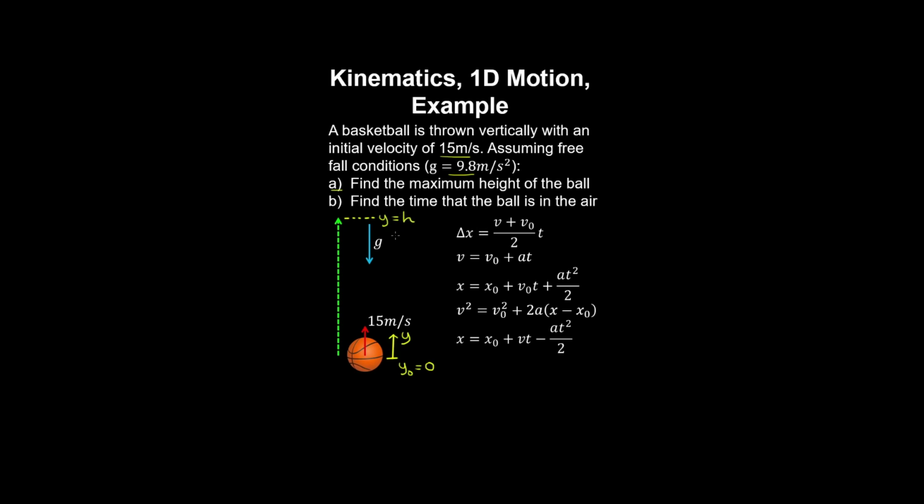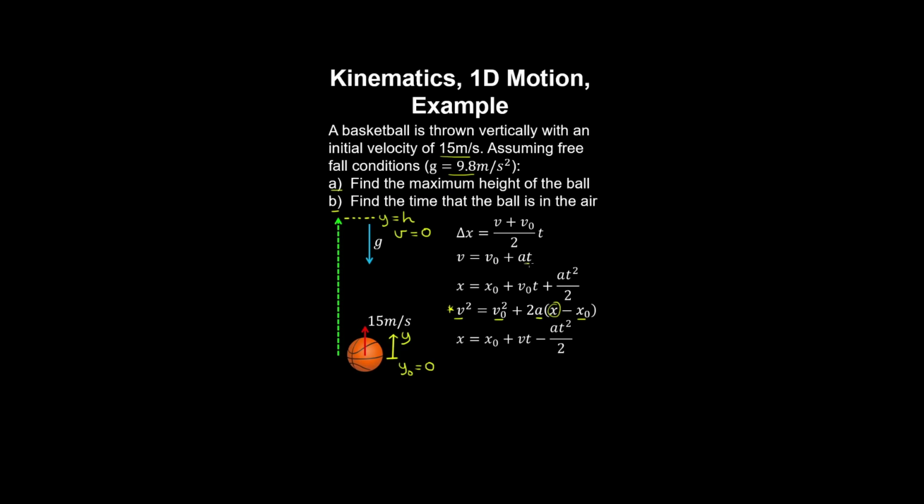And we know that at the maximum height, the velocity of the ball is 0. So therefore we know the following quantities, and we can solve for the maximum height of the ball using this kinematic equation. And for part B, we're asked to find the time that the ball is in the air.